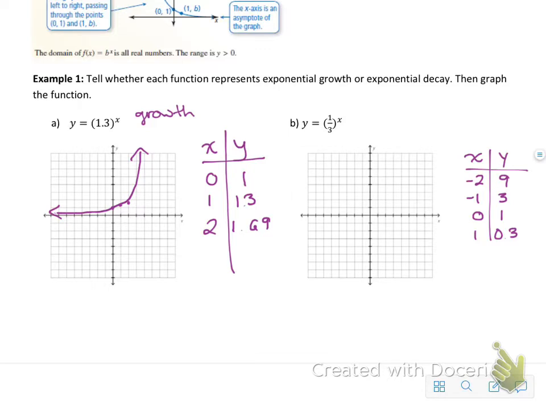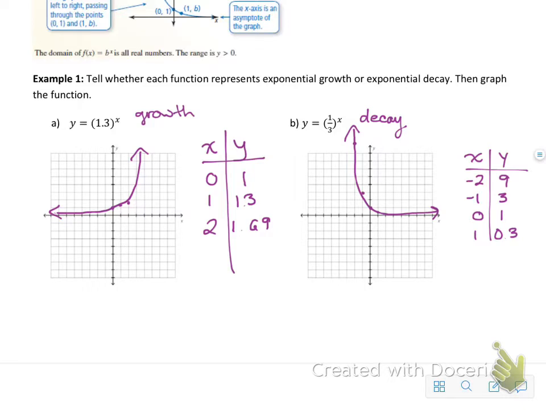For the second one, for B, we have the number 1/3. Well, 1/3 is between 0 and 1, so this is exponential decay. So we will graph this with our points. We have negative 2, 9, which is actually not on our graph, negative 1, 3, 0, 1, 1, 1/3, and it would continue. And so we're going in this downward motion, just like the graph told us it would. We knew that if it was decay, it would swoop down, and if it was growth, it would swoop up, just by the pattern.